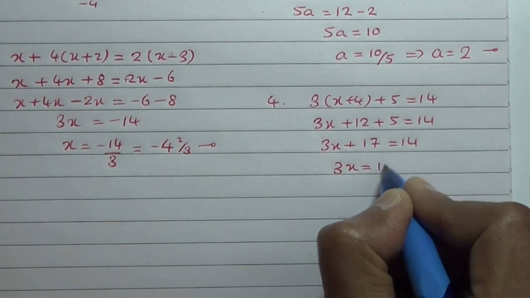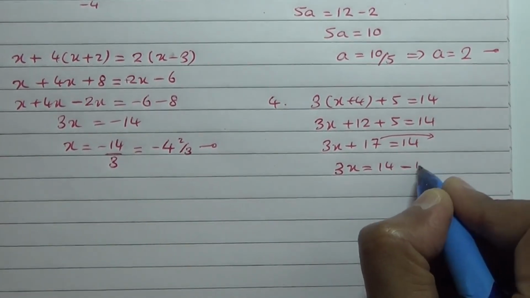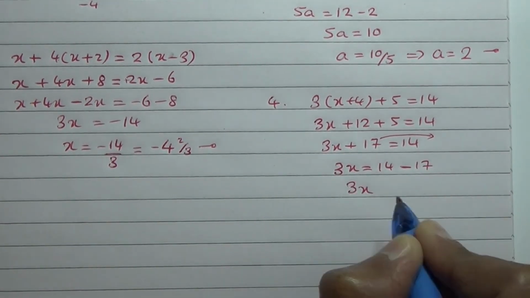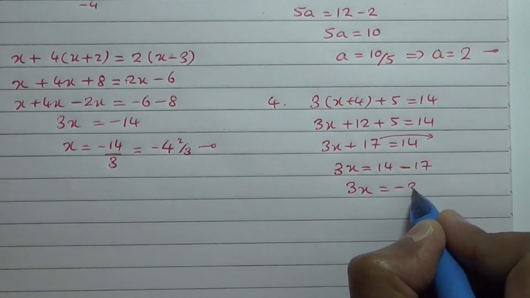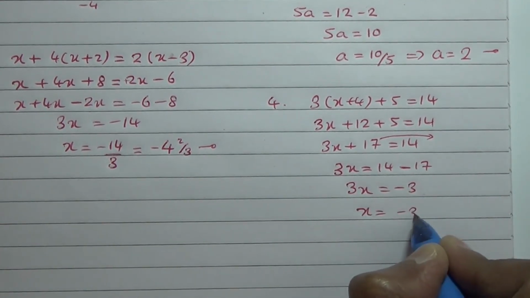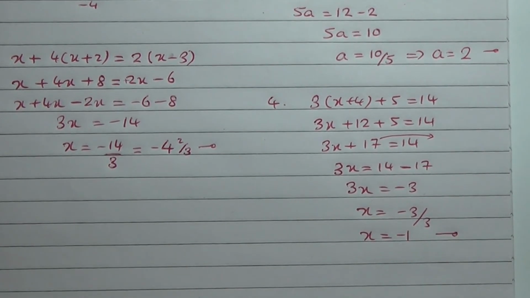3x is equal to 14. The plus 17 can go there. You shift it on the other side, becomes minus 17. So 3x is then equal to 14 minus 17 is minus 3. x is equal to minus 3 divided by 3, meaning that x is equal to minus 1. And here we are, done.